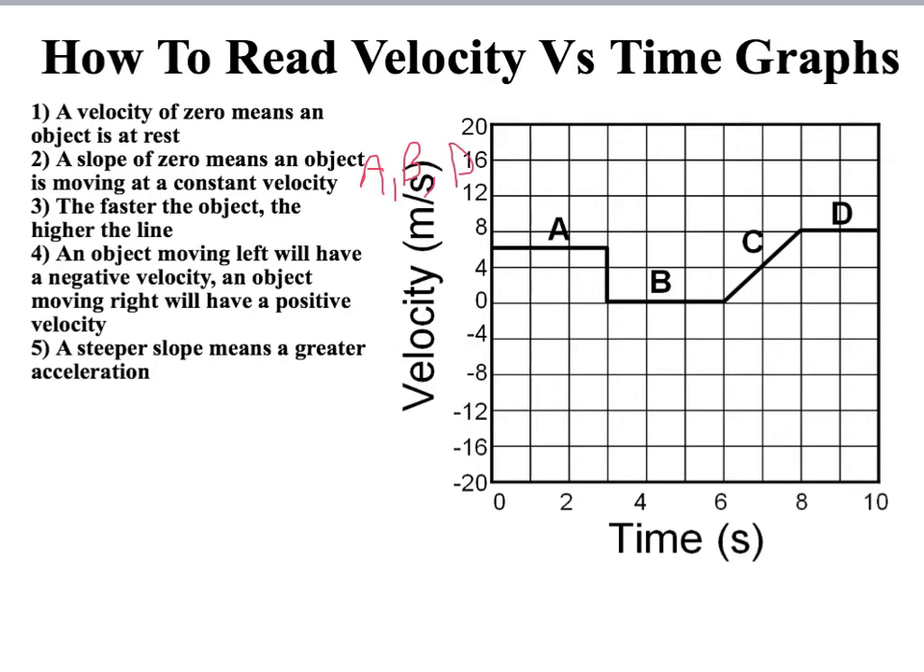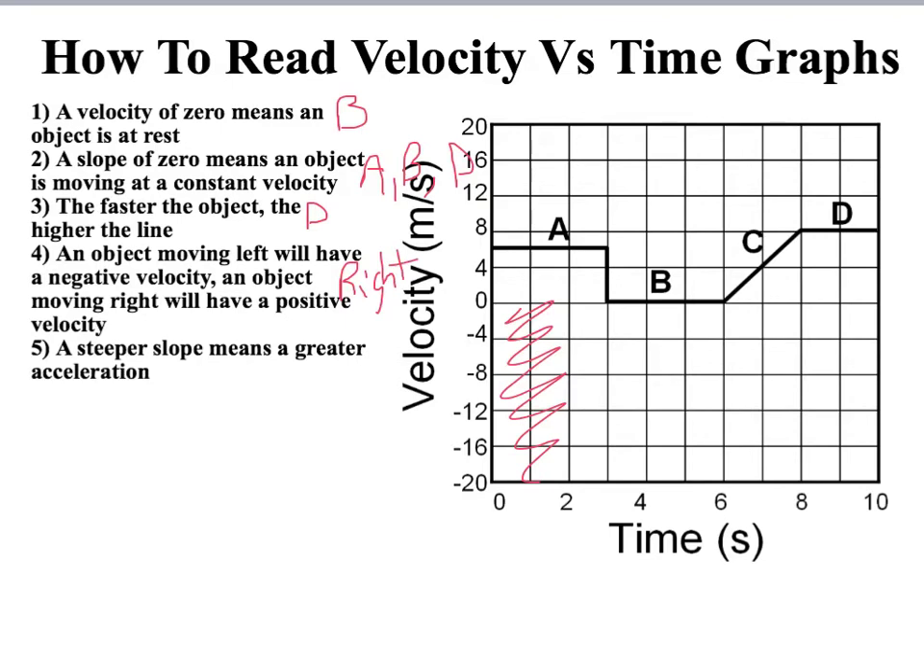A velocity of 0 means an object is at rest. That's happening at B. The faster the object, the higher the line. Well, the highest line on here is D, so D is when the object is moving the fastest. An object moving left will have a negative velocity, an object moving right will have a positive velocity. A negative velocity is down here, and the line never dips below 0. So, our object is going to be moving right or not moving during this whole time.